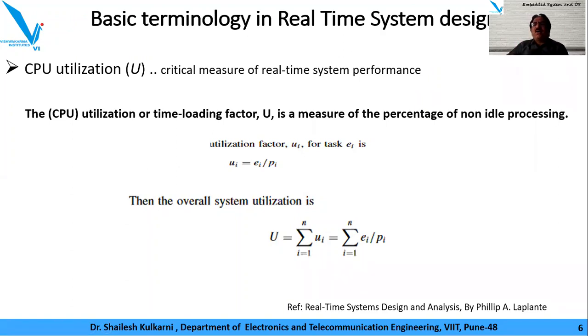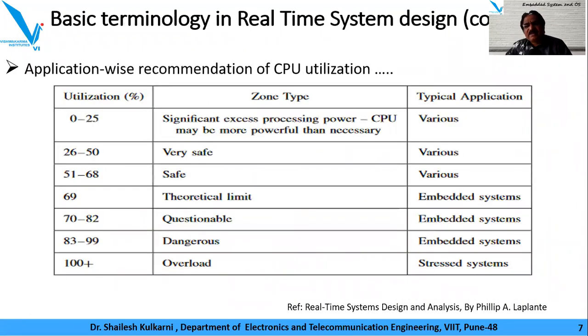Okay. Now, depending on the CPU utilization that I might have, you can make an application-wise recommendation of the CPU utilization while designing. So CPU utilization can be targeted. If your application happens to be very simple, and your utilization happens to be 0 to 25%, then there is significant excess processing power in the CPU, which may be more powerful than necessary. So these are referred to as very simple applications where you don't need more than 25% utilization of the CPU.